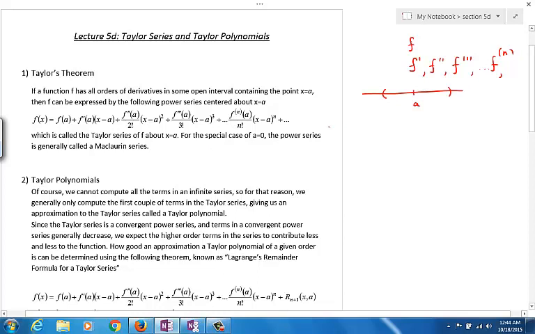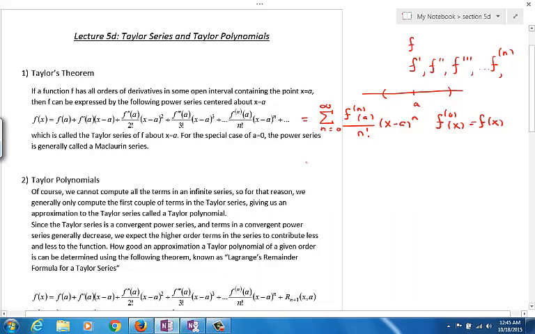Notice that a very succinct way of writing this power series is as follows. We take the nth derivative at a, divide it by n factorial, and have x minus a to the nth, where we define the 0th derivative as just being the function. So this is a compact way of writing this power series.